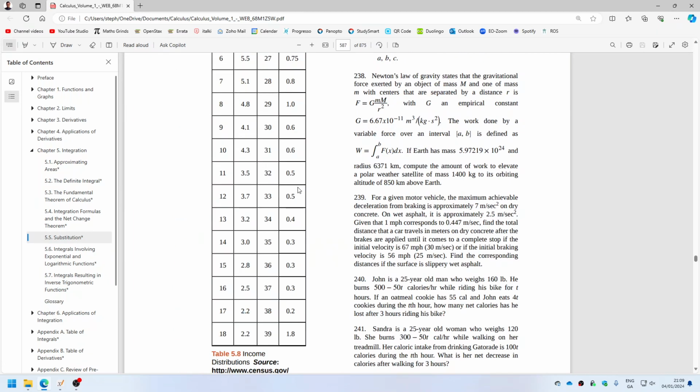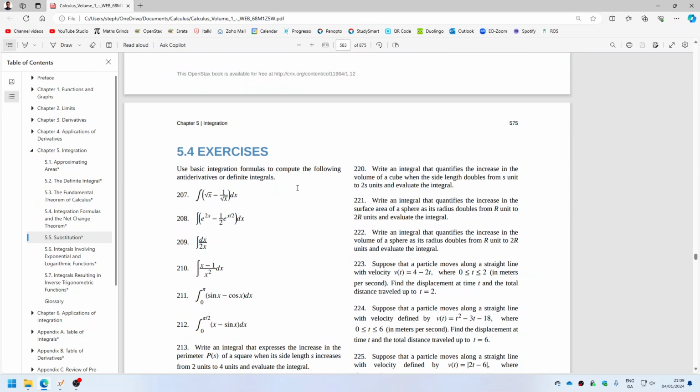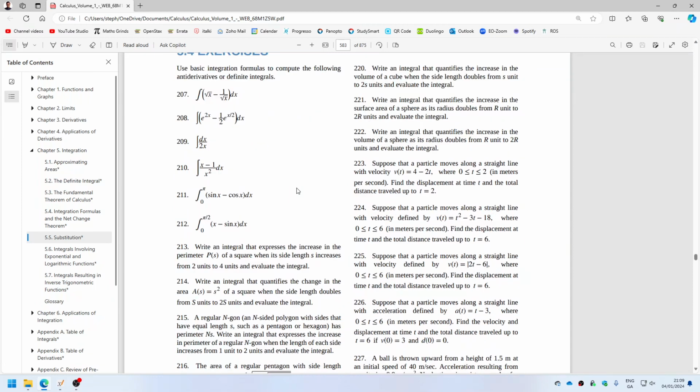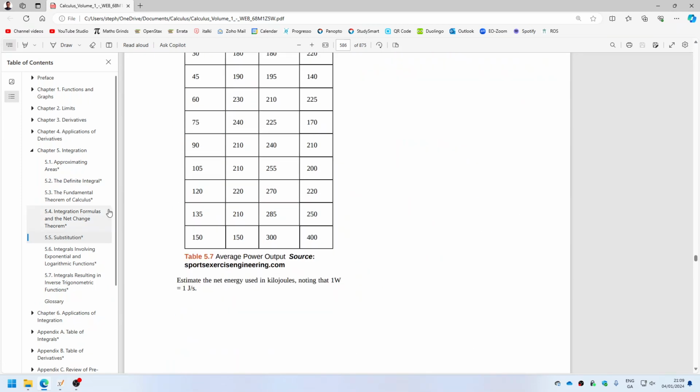Then what's up next? More integration there. Looks like we have a lot more work left in this chapter. Okay, well, step by step, little by little.